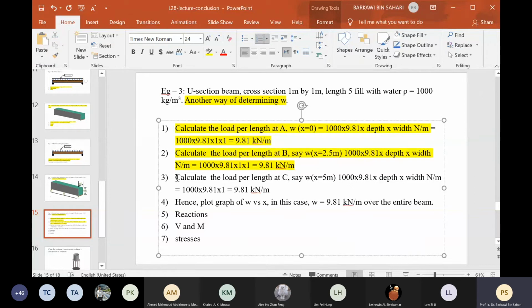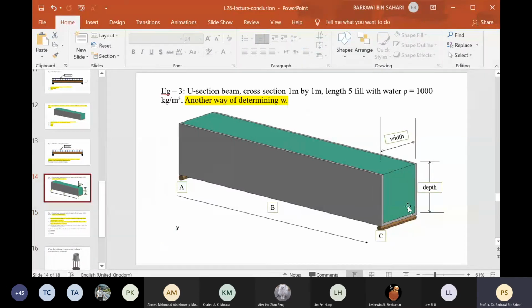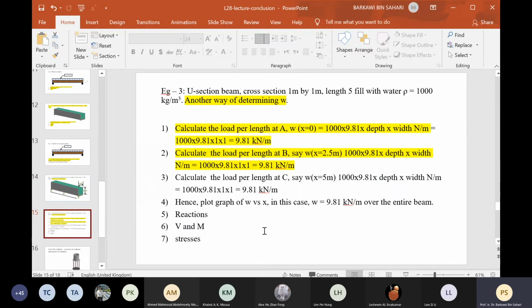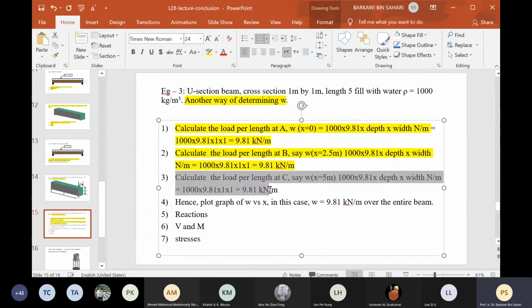And then we also calculate the value at C, which is x equal to 5. From there, we calculate 1,000 because at C, the width is still 1 meter and the depth is still 1 meter, because the cross section is uniform, 1 by 1 by 1. So at C, it is 9.81 kilonewton per meter.